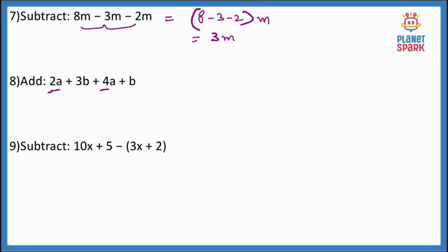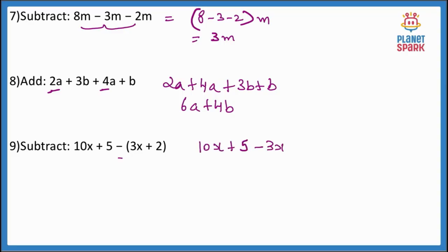Now 2a and 3b cannot be added, but 2a plus 4a are like terms. 3b plus b are also like terms. So we have 6a plus 4b. Further, 6a plus 4b are not like terms, so we cannot add them further. Next, 10x plus 5 minus 3x minus 2. 10x minus 3x and 5 minus 2 are like. So 10x minus 3x is 7x and 5 minus 2 is 3.